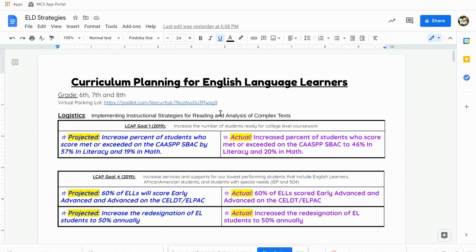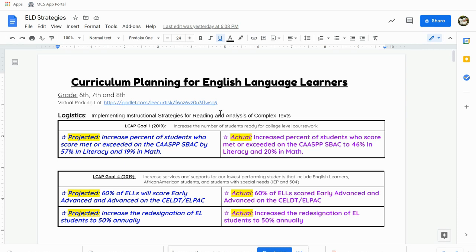So I've created a document called Curriculum Planning for English Language Learners. Again, this is going to be for 6th, 7th, and 8th graders. Now, if you're a 6th grade teacher, that's for you. 7th, get your 7th grade standards. 8th grade teacher, then this is going to be working for you. But I just put 6th, 7th, and 8th here because we are speaking on middle school in general.